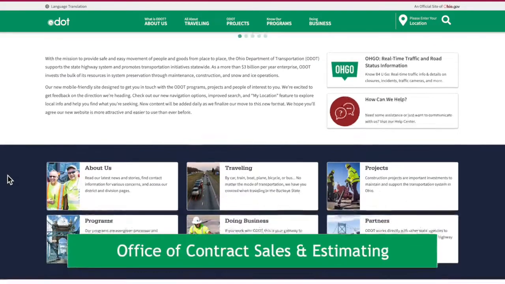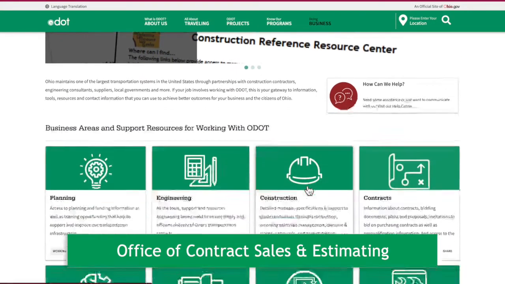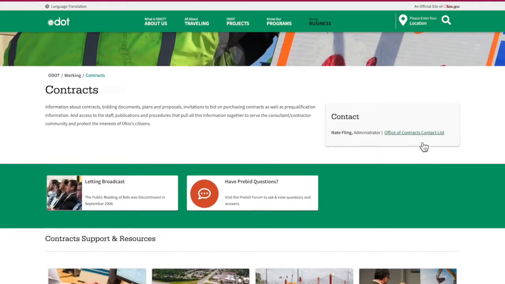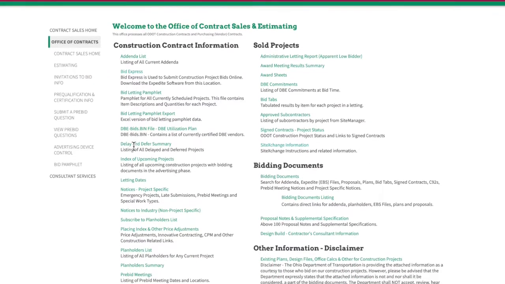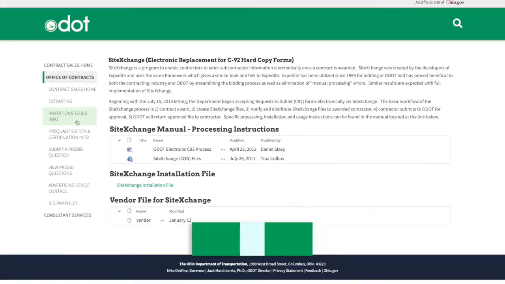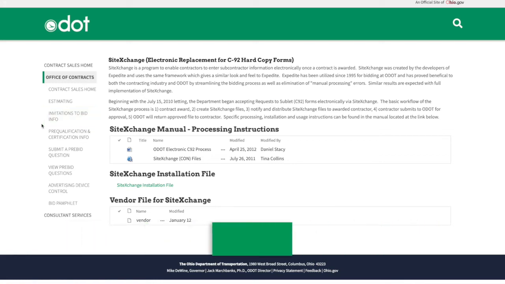For each heavy highway construction contract, these documents can be found on ODOT's website under the Office of Contract Sales and Estimating's Bidding Documents section found here. Project-specific contracts can also be found through ODOT's Site Exchange system if you know some information like the project identification number, or PID, of the project you want to review.